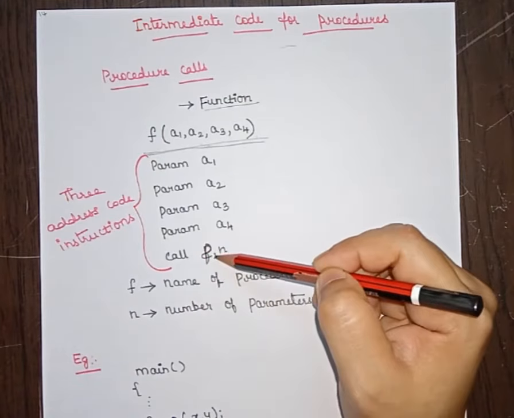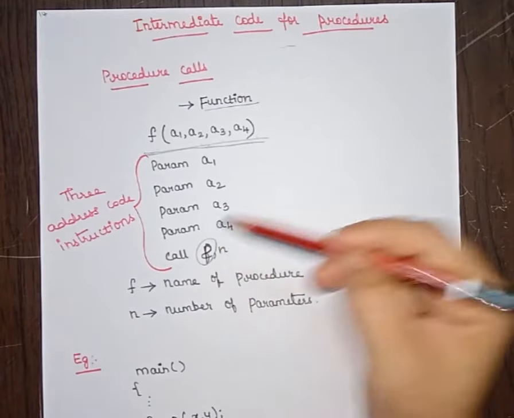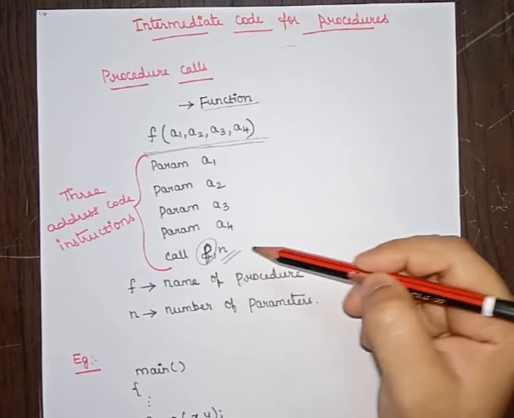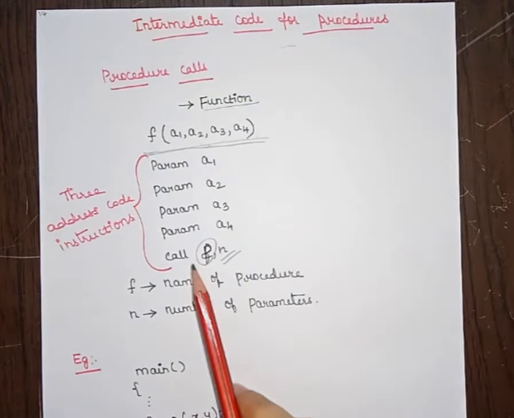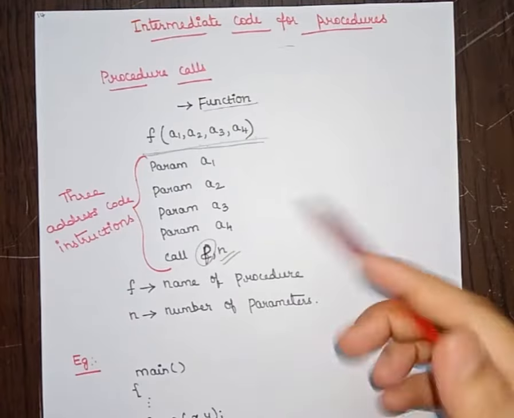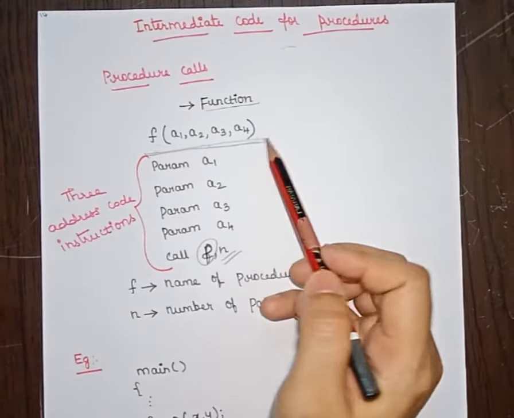So this call is for the function f, and here f represents the name of the procedure, and n represents the number of parameters we have here. So this is call f, n. And the 3 address code instruction is generated for this procedure call.